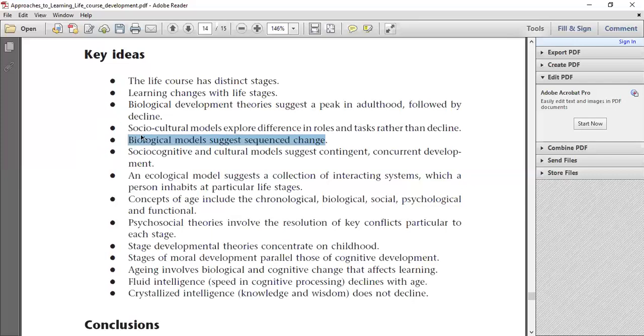The other one is the socio-cultural developmental model. As the word says, socio-cultural, it looks at development in terms of culture and society.